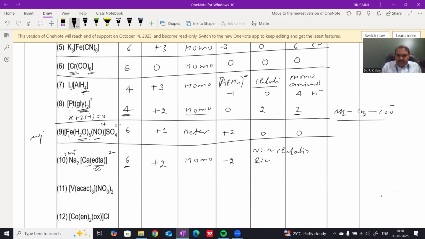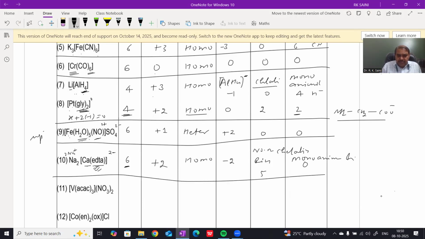The number of chelating rings is 5 because the number of chelating rings is n-1, where n is the denticity, and EDTA is a hexadentate ligand. Therefore, the number of chelating rings is 5. Mono-anionic ligand is 0 because EDTA is a hexadentate ligand in which the charge is -4, not mono-anionic.